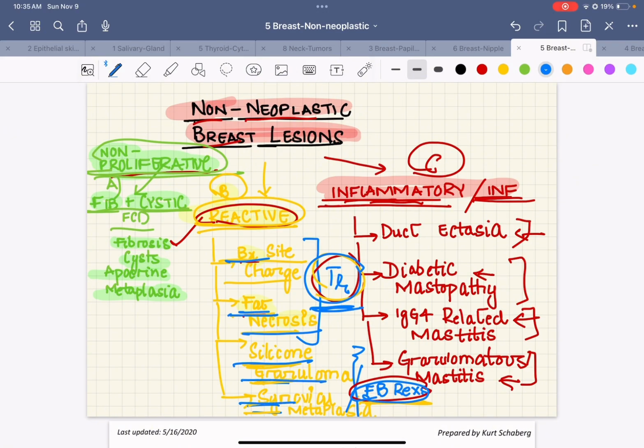And our category number 3, which are inflammatory or infectious lesions, that include duct ectasia, diabetic mastopathy, IgG4 related mastitis along with granulomatous mastitis. And that concludes our discussion on the non-neoplastic breast lesions.